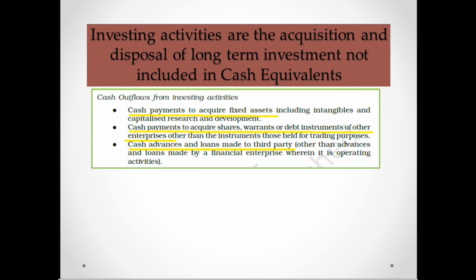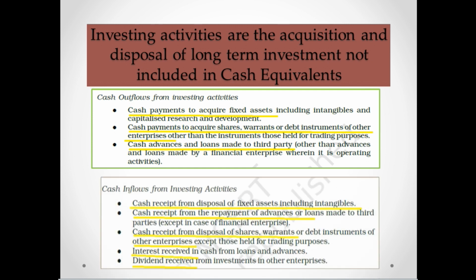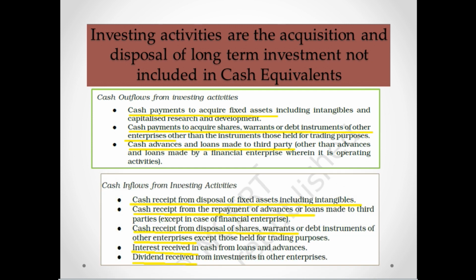Next one is the cash payment to acquire shares and debentures of other enterprises. These are also outflows of investing activity: when we purchase the shares of another company and purchase debentures from other companies, it is termed an outflow from investing activity. And sometimes we pay loans and advances to a third party, then these are also termed outflows. If the purchased fixed asset or machinery is sold, then we get cash, that is the inflow from investing activity.